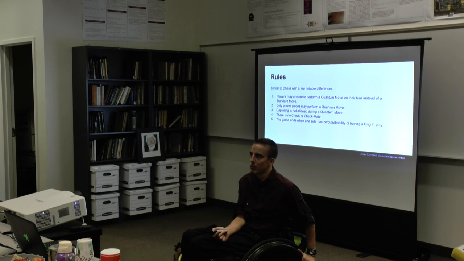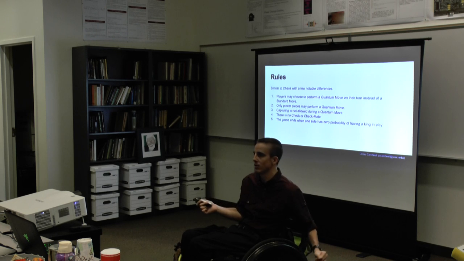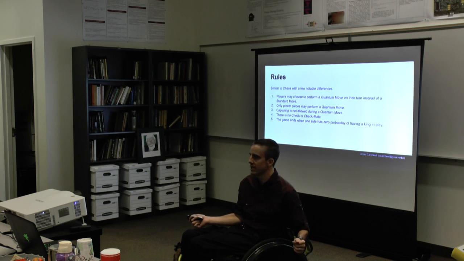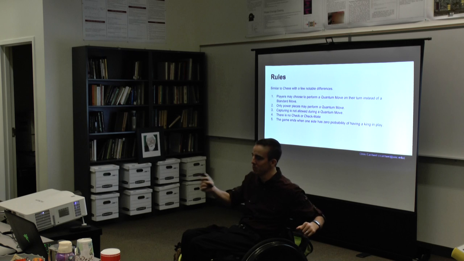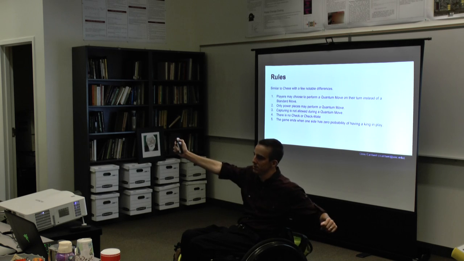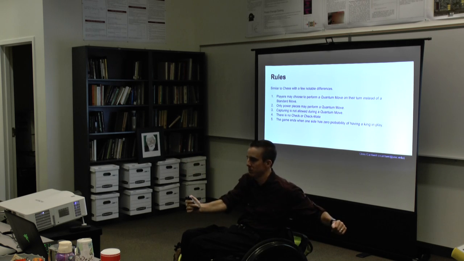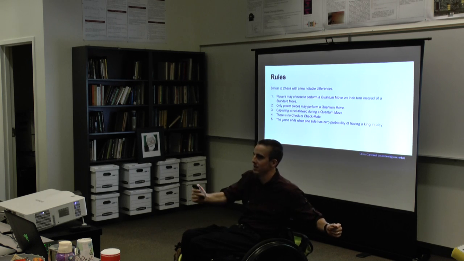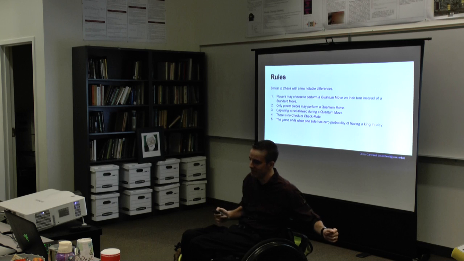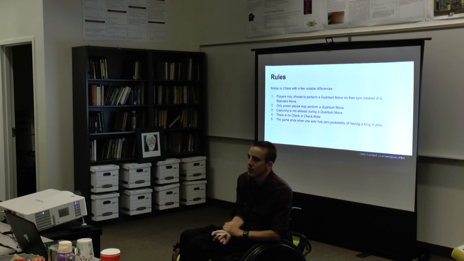And it turns out they work well still as a wall, their standard function in chess, because you can't quantum move two moves somewhere if the middle spot is blocked 100% by a piece. So if a pawn is 100% in the way of a bishop trying to do two moves, well, then that's not a valid move. Capturing is not allowed during a quantum move. There is no check or checkmate.